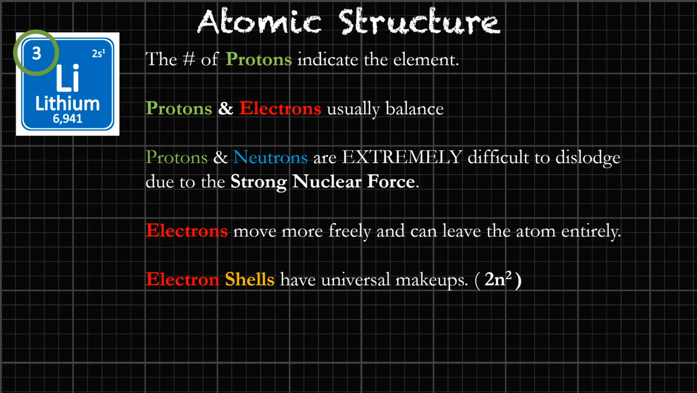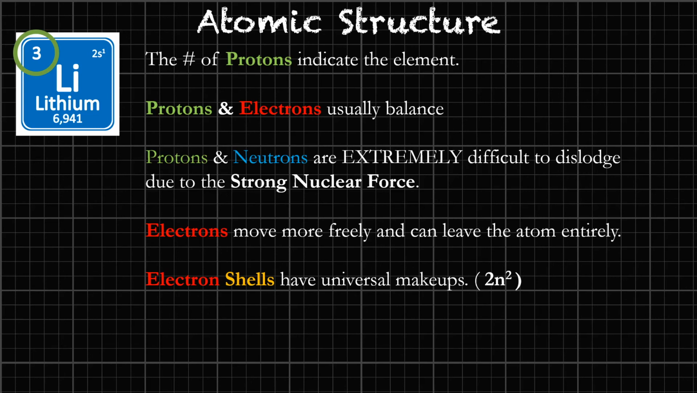Protons and electrons usually balance within an atom, but we have names for these edge cases, and we'll talk about that shortly. Protons and neutrons are extremely difficult to dislodge due to the strong nuclear force. Electrons can move freely. They do move around the atom in orbits, but they can leave the atom freely and go on a journey through an entire circuit of atomic structures if there is enough incentive to do so. And we know that if we want to figure out how many electrons can exist in a shell, there's a fairly universal formula that we can use, the 2n squared, n being the number of the shell in question.